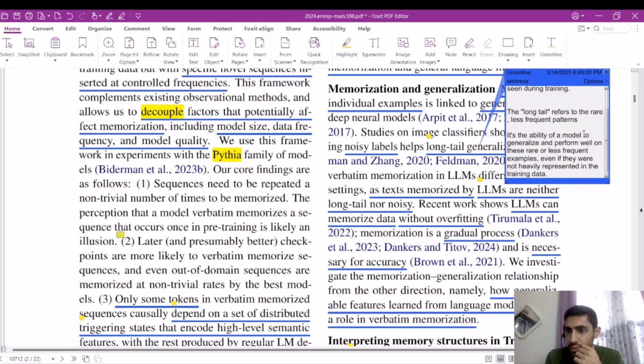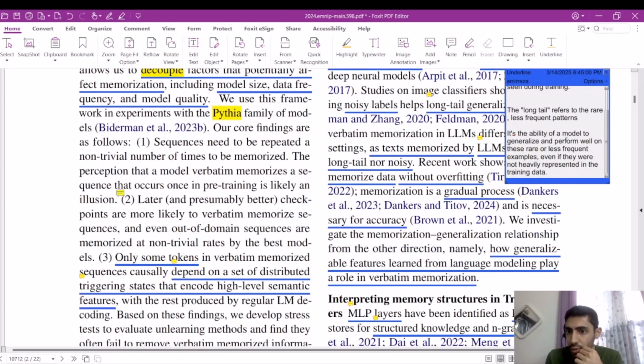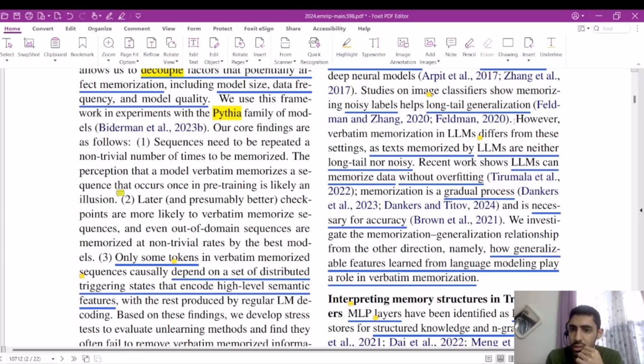The long tail refers to rare, less frequent patterns. It is the ability of the model to generalize and perform well on these rare or less frequent examples, even if they were not heavily represented in the training data. It is mostly related to overfitting, actually. However, verbatim memorization in an LLM differs from these settings, as the text memorized by LLMs is neither long tail nor noisy.